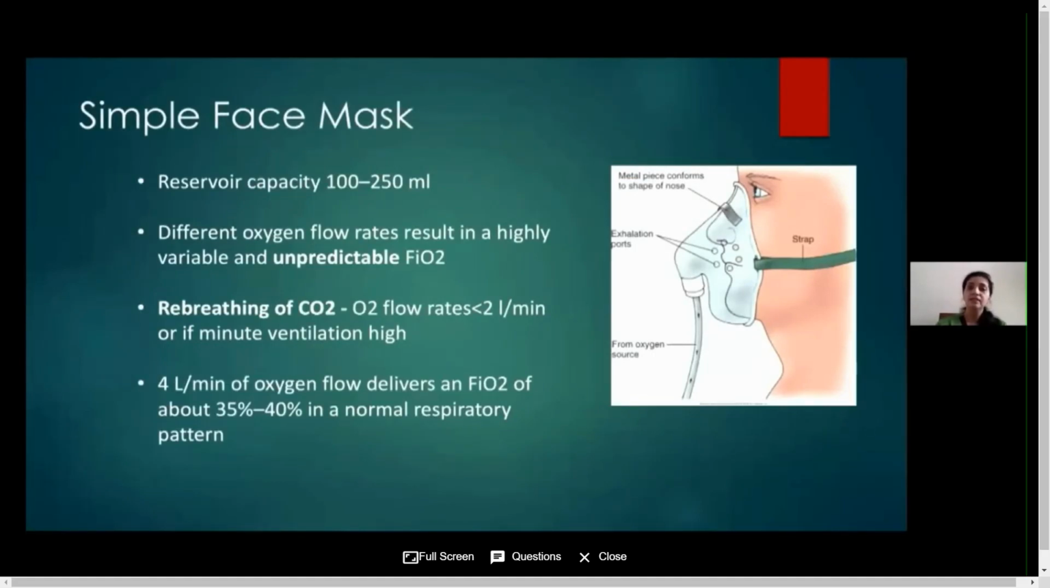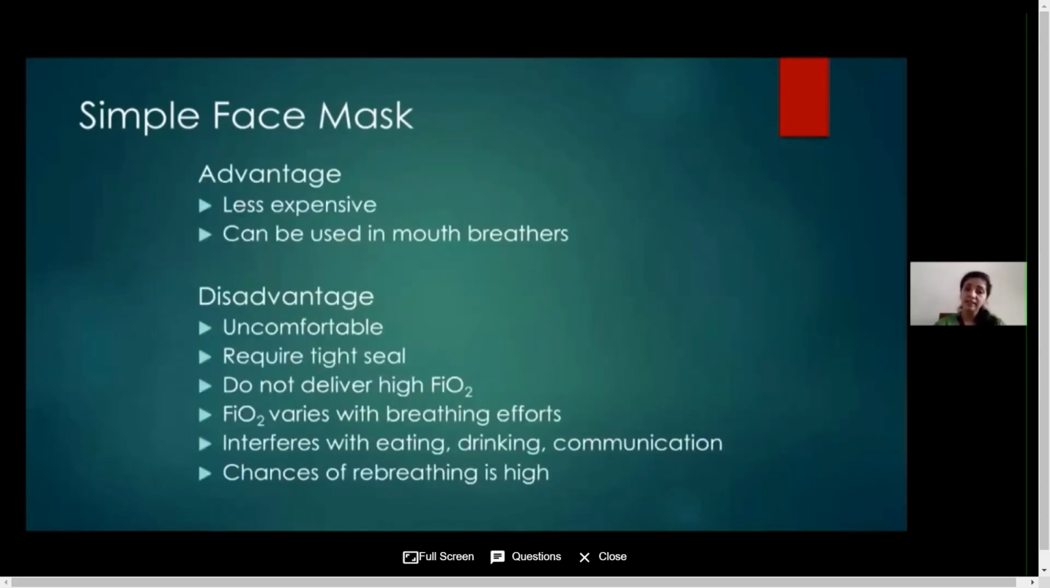You can see that it has a reservoir of about 250 milliliters around this area, and the oxygen delivered can be highly unpredictable, again depending on the patient's respiratory effort. Also, since the carbon dioxide which is exhaled from the patient can be accumulated in this area here, it can cause carbon dioxide rebreathing. But at about 4 liters per minute, it can provide an oxygen percentage of about 40% in a patient with a normal respiratory pattern. So it's less expensive and can be used in mouth breathers as well.